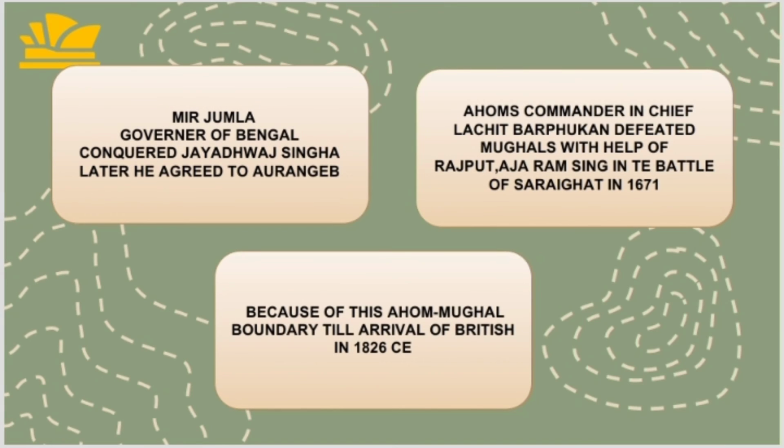Mir Jumla, the governor of Bengal, conquered Rudra Singha. Later, he agreed with Aurangzeb. Then Lachit Barphukan was the Ahom commander-in-chief. He was defeated by the Mughal emperors with the help of the Rajputs. The Ahoms and the Mughals kept on fighting till the arrival of the British in the year 1826.